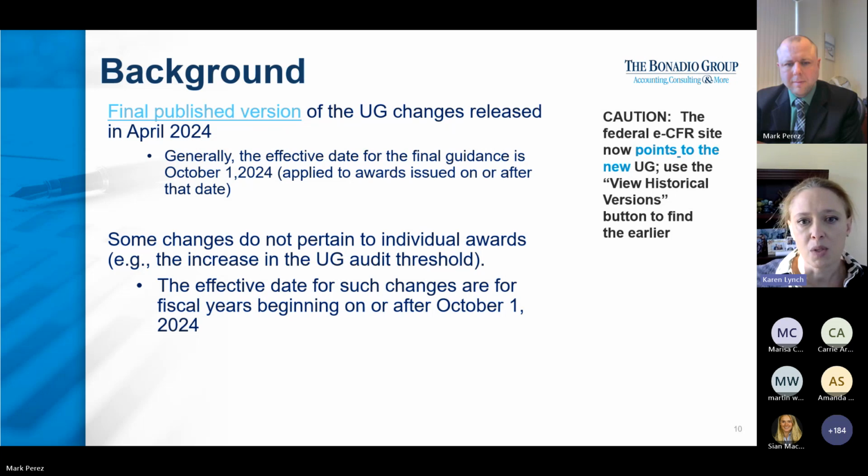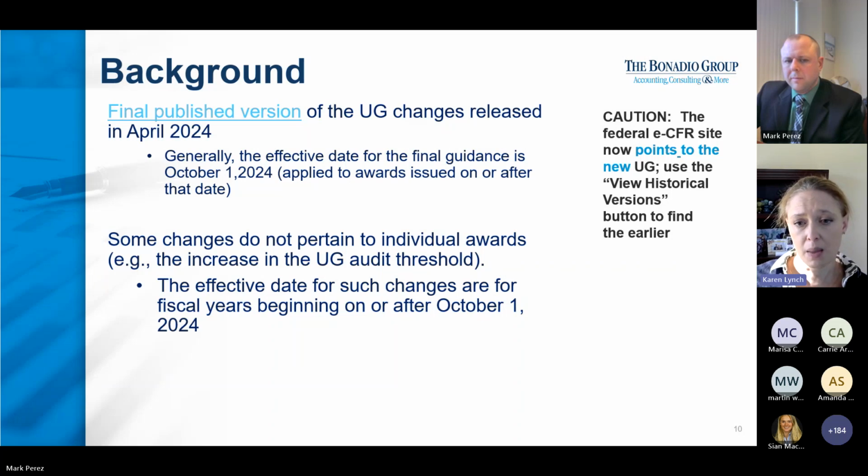So starting out here, the final published version of these uniform guidance changes came out just in April of 2024, so we're not even a year in. But the important thing to note is that the final guidance is applicable starting October 1st of 2024. So a lot of organizations are thinking that this goes into effect for your 2024 audit. That is not the case.